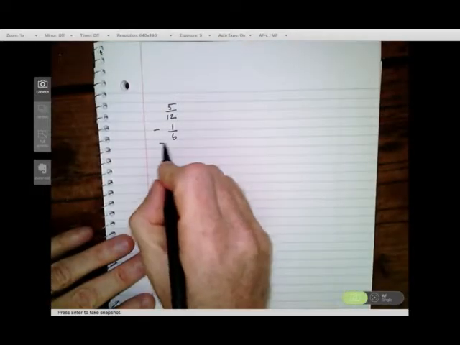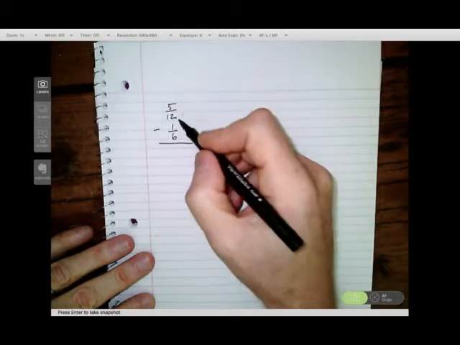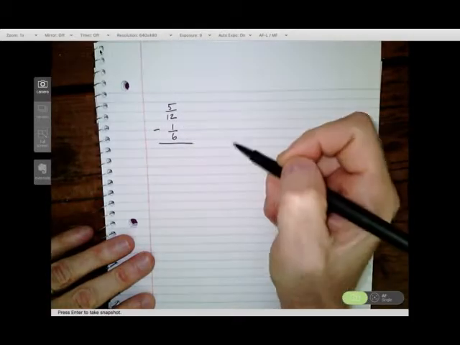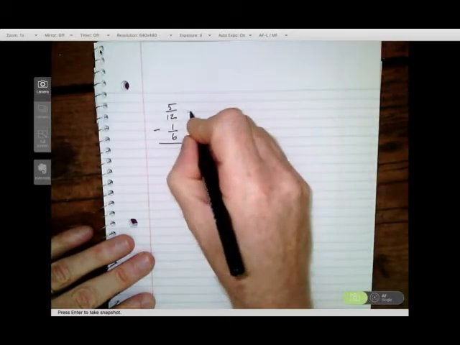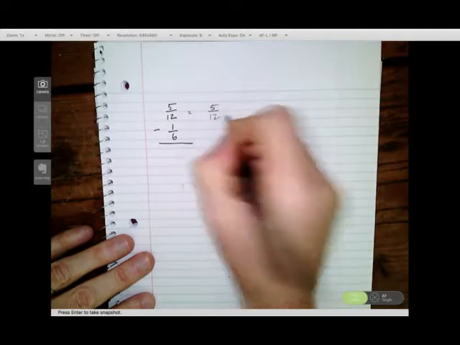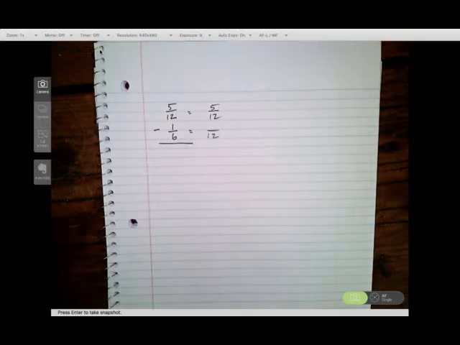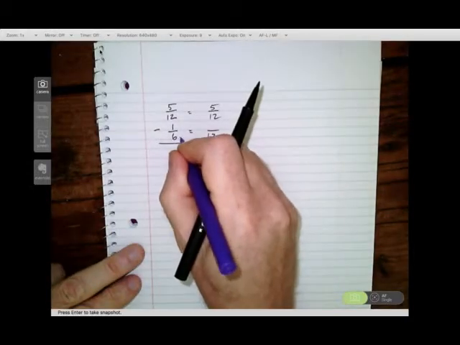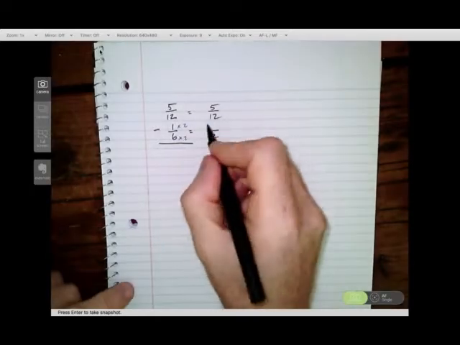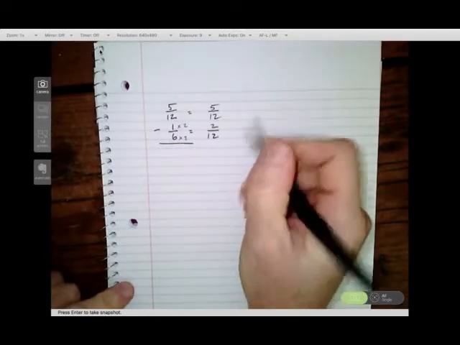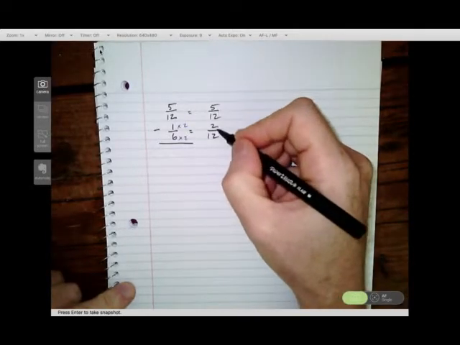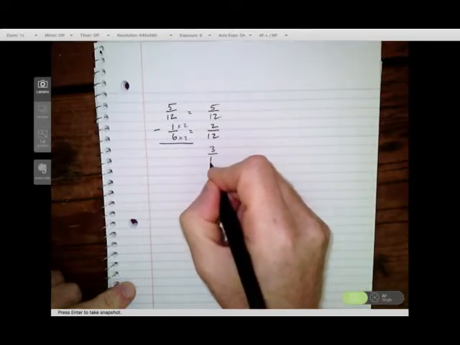Okay, so I think I don't need to do a list here because most of you are going to notice that 6 goes into 12. And so 12 will be my common denominator. This guy I don't have to change at all. I'm just going to leave him like that. And 1/6, to get a 12 on the bottom, I need to multiply by 2. Okay, so I get 1 times 2 on top here. That's 2/12. So now when I subtract, 5 minus 2 is 3/12.